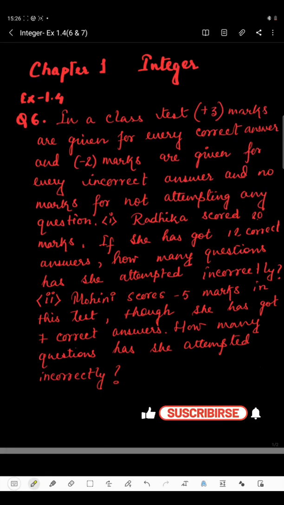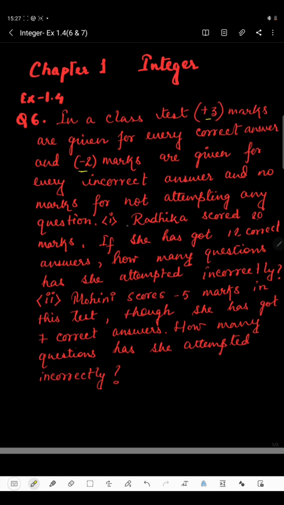Everyone, now I'm going to start question number 6 of exercise 1.4. In this question we have, in a class test 3 marks are given for every correct answer and minus 2 marks are given for every incorrect answer. That means if you give a correct answer, then you'll be getting 3 marks, and if you give a wrong answer, then you'll be getting minus 2, and no marks for not attempting any question.